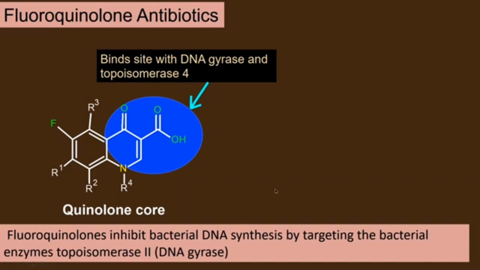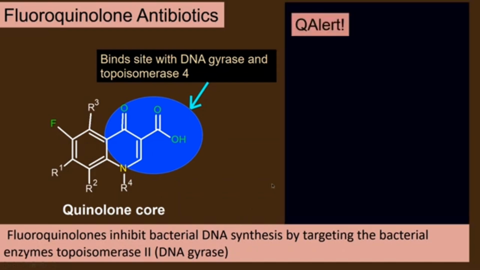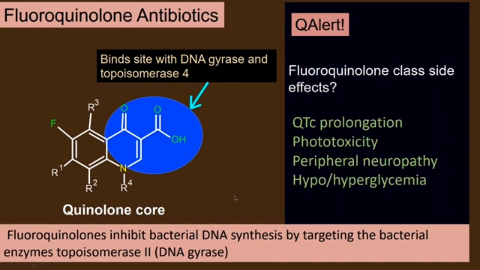However, because of their chemical structures, fluoroquinolones are known to have class side effects. So what are examples of fluoroquinolone class side effects that can be explained from these chemical structures? Mainly it causes QT prolongation and is also known to have phototoxicity, and can also have CNS side effects because some of the structures have a similarity to GABA, and therefore it can result in peripheral neuropathy, and it also changes the blood glucose level. Sometimes it can result in hypo- or hyperglycemia.